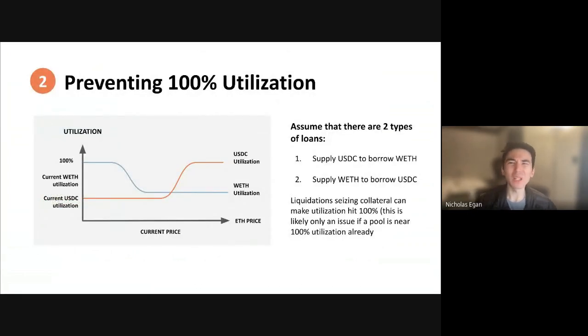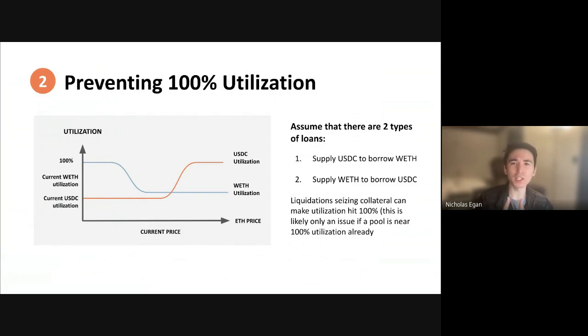There's a second, more complex situation in which utilization can hit 100%, which I'll demonstrate by example. So suppose you have a lending protocol where there are two types of loans. You can either supply USDC to borrow WETH, or you can supply WETH to borrow USDC. The figure on the left shows what would happen to the utilization levels of WETH and USDC as the price of ETH changes.